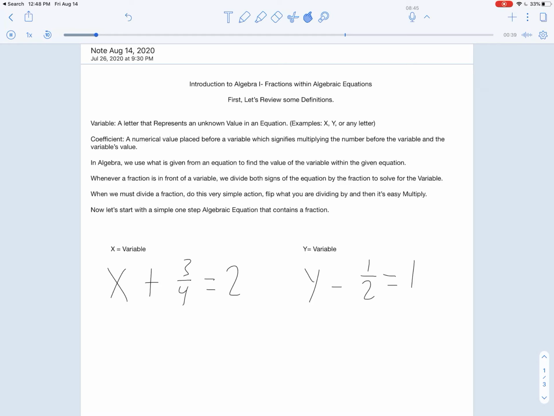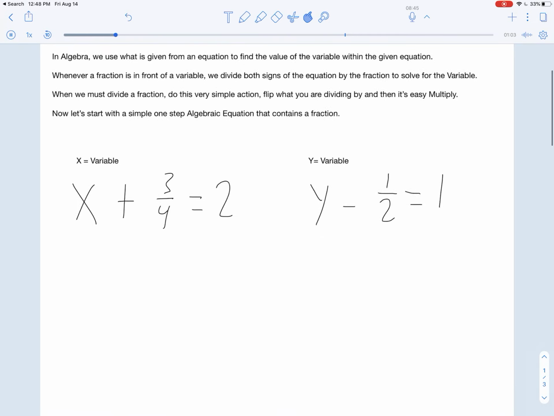Whenever a fraction is in front of a variable, we divide both sides of the equation by the fraction to solve for the variable. When we must divide a fraction, we do this very simple action. Flip what you're dividing by, and then it's easy to multiply. Cool. Now let's start with a simple one-step algebraic equation that contains a fraction.